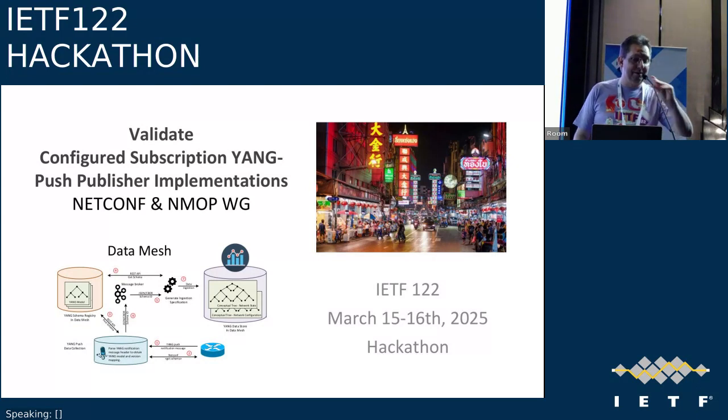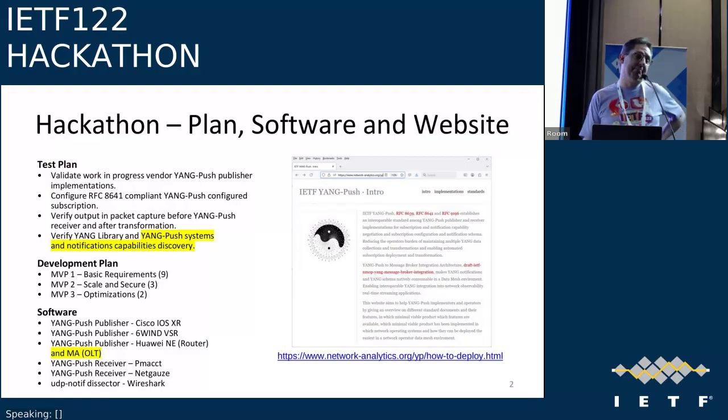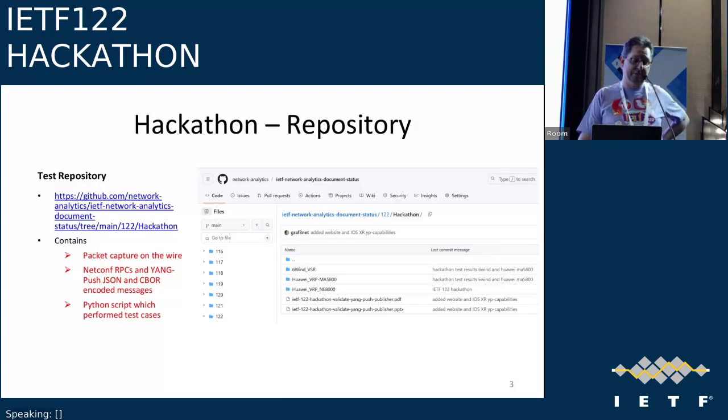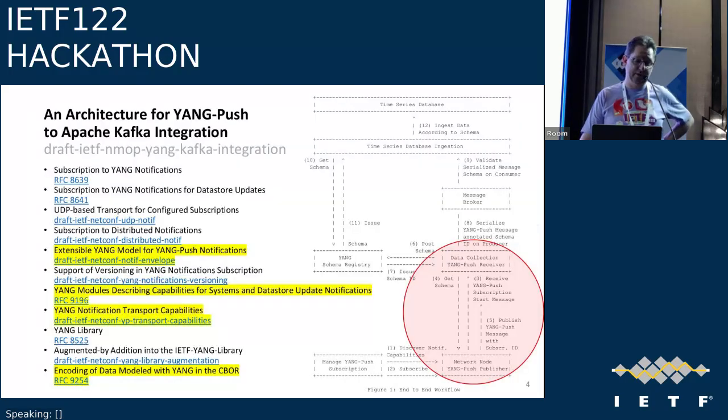Hello, everybody. We did again the configured subscription YANG Push publisher implementation validation. This time we were focusing mainly on the capabilities discovery and on the notification envelope. What's also pretty new was that this time we not only had routers, but also OLTs. So we are now also on the broadband access side. This is our new website, which we just developed. This is the repository where you find all the test results, the packet captures, and also the transformations.